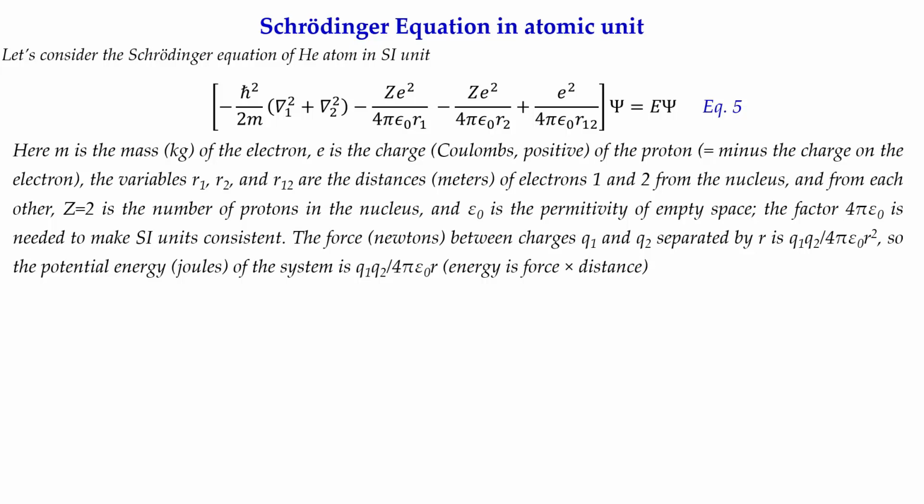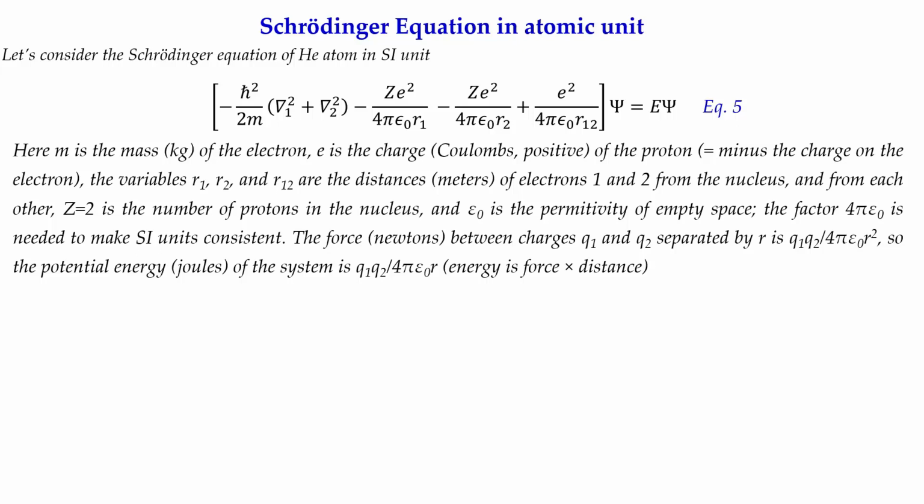Now this Schrodinger equation in SI units looks very complicated, because you have so many terms, like Z, e, 4 pi epsilon 0. These are all in SI units, like mass in kilograms, charge in coulombs, and R1, R2, R12 in meters, etc.